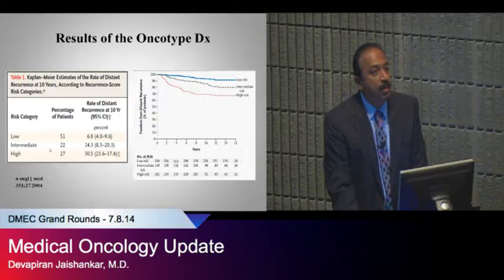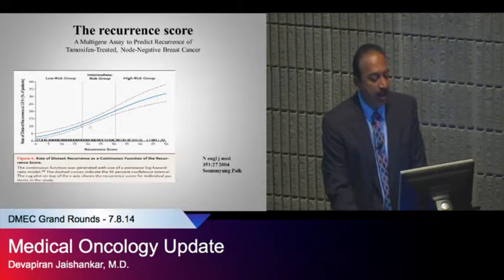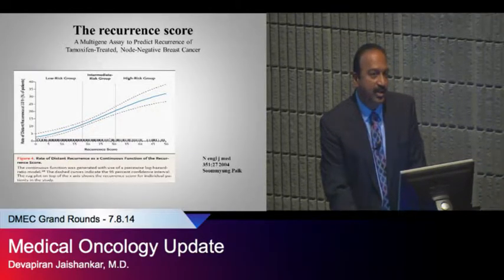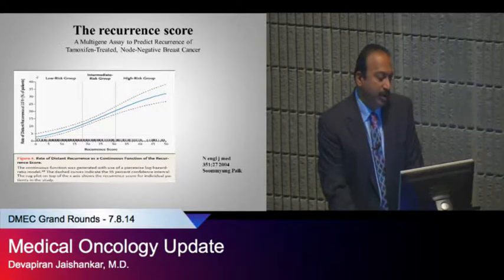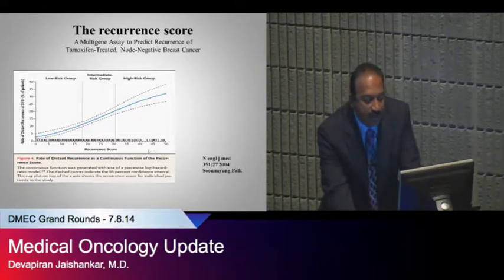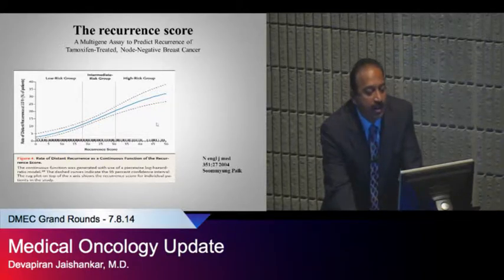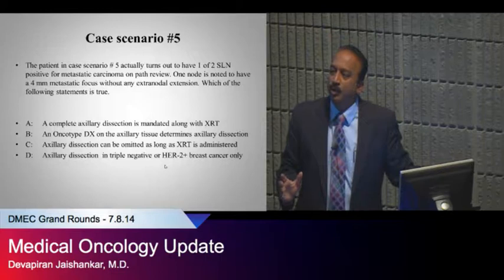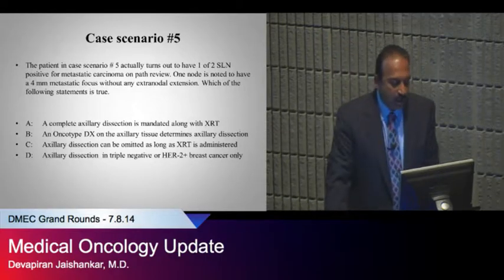This is how this report actually comes to your office. This is what the paper report would look like. And this is basically a snapshot at the 10-year mark. You're looking at the recurrence risk itself across the score. So the score of 18 and lower is low risk. 18 to 30 is intermediate risk, and 30 is high risk score. So this has phenomenally changed how we approach early stage breast cancer as an oncologist.